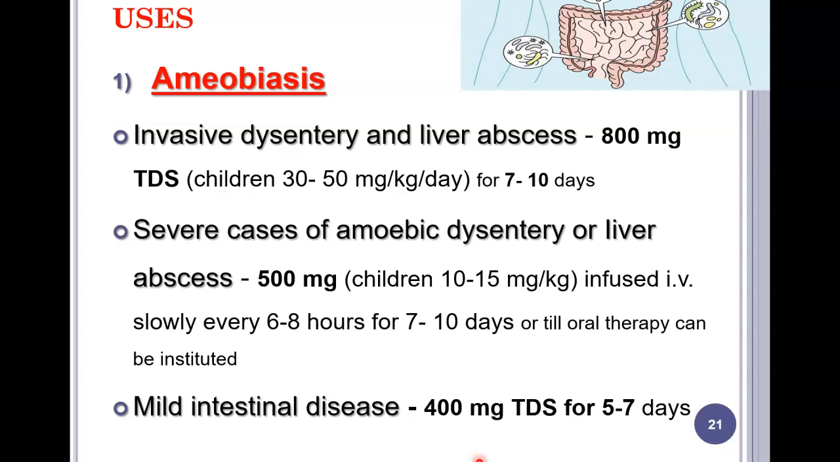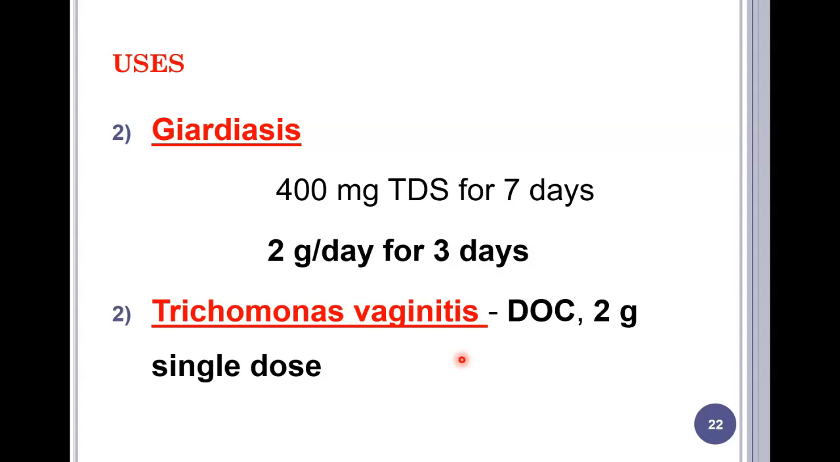Now coming to the uses of metronidazole, the important one is amoebiasis. For invasive dysentery and liver abscess, the dose is 800 mg thrice daily for 7 to 10 days. In severe cases of amoebic dysentery or liver abscess, 500 mg is infused IV slowly over 6 to 8 hours for 7 to 10 days or till oral therapy can be instituted. For mild intestinal disease, 400 mg thrice daily for 5 to 7 days.